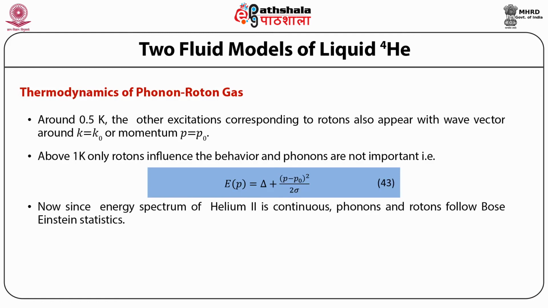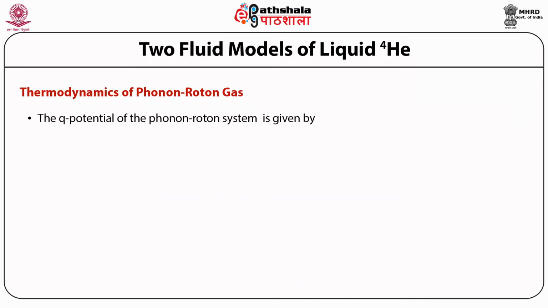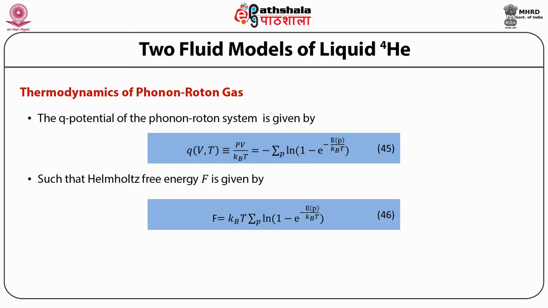Now since the energy spectrum of helium-II is continuous, phonons and rotons follow Bose-Einstein statistics. Also like photons, their number is not conserved and hence they have chemical potential mu is equal to 0. So the mean occupation number of phonons or rotons is given by n_p is equal to 1 upon e raised to power Ep upon kBT minus 1. The Q potential of the phonon-roton spectrum system is given by Q as a function of V, T is equal to PV upon kBT is equal to minus summation over p log of 1 minus e raised to power minus Ep upon kBT, such that Helmholtz free energy F is given by F is equal to kBT summation over p log of 1 minus e raised to power minus Ep upon kBT.